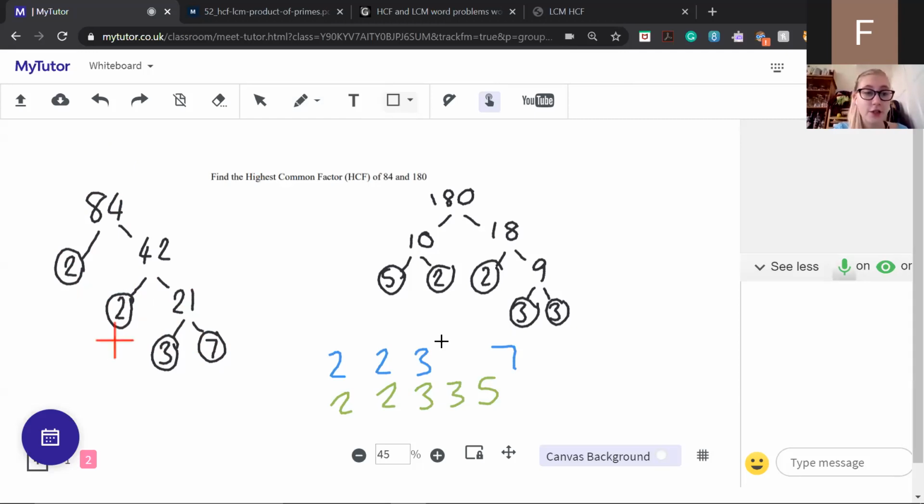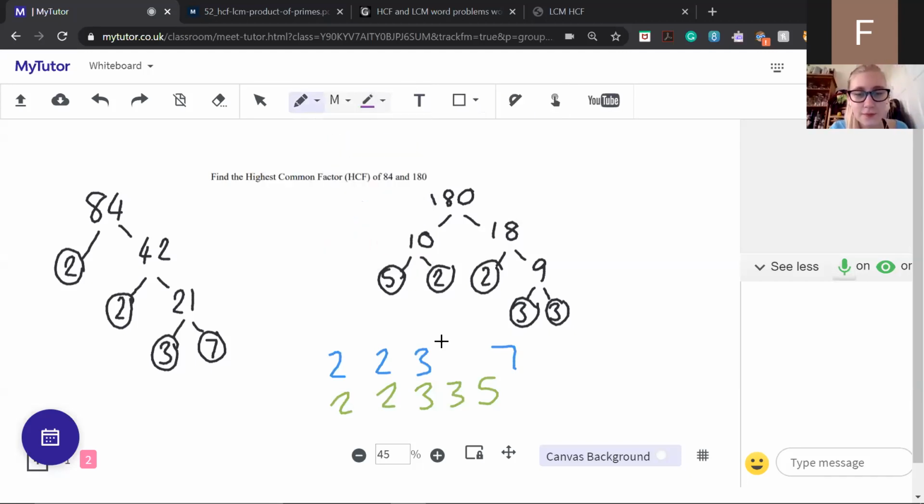42 is a factor, 2 times 3 times 7. 21 is a factor, 3 times 7, and so on. Any combination of these is a factor, and any factor is a combination of those. So that means if we can work out what numbers go into both, which primes, and combine them all together, then we're going to get something that goes into both of them. I probably worded that quite badly.